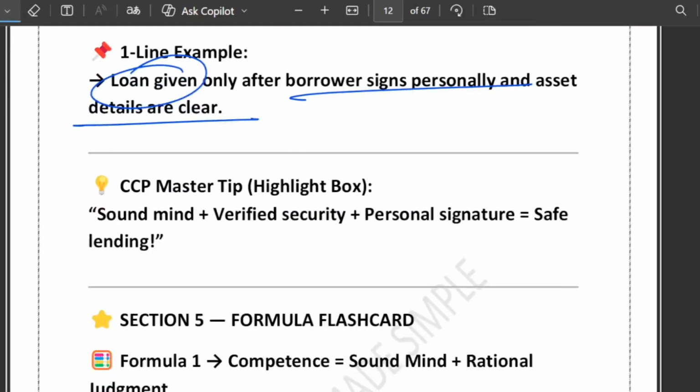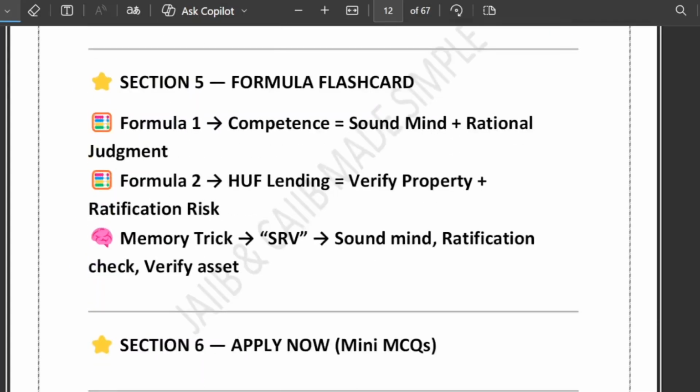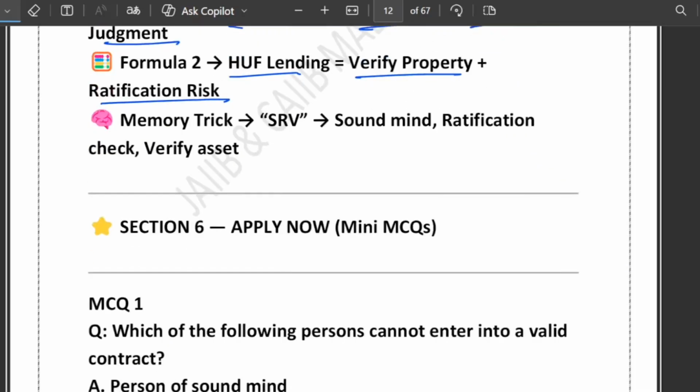So the master tip is that sound mind, verified security, personal signature, all these things combined together lead to safe lending. So the rule is very simple. Competency includes sound mind plus rational judgment. In HUF lending, you have to verify property and ratification risk. That's it. Now let's do some quick MCQs.